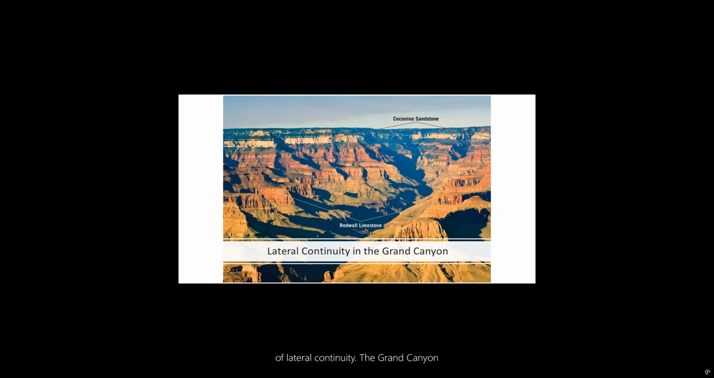The Grand Canyon is an excellent example of lateral continuity. The Redwall limestone and the Coconino sandstone are found on both the north rim and the south rim of the canyon, so we can infer that they existed in the center at one time because of this principle.